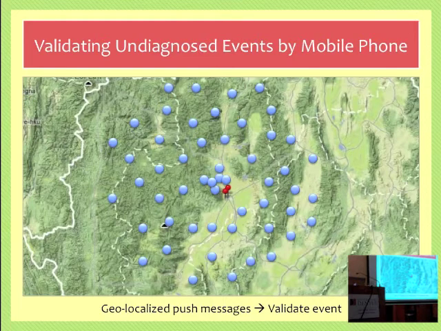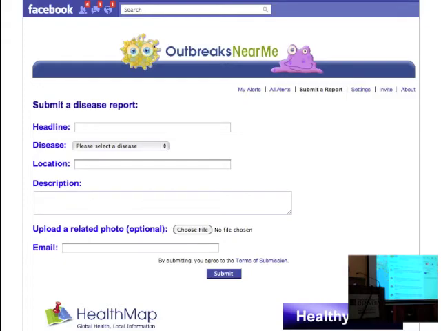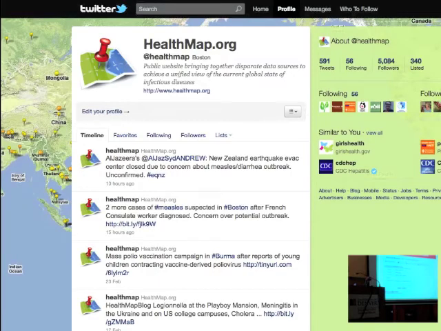But this isn't the only way to submit. If you want, you can give us a call at 919-MAP1BUG and leave us a message. We also have a Facebook application called Outbreaks Near Me with some cute little microbes. We're also on Twitter, so at HealthMap, let us know if anything's going on. And of course, you can report via the website.